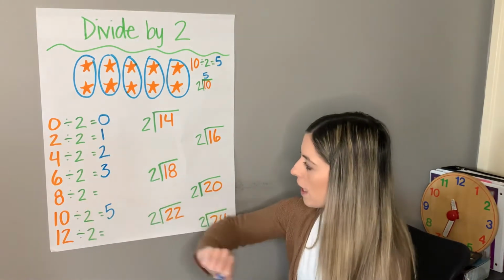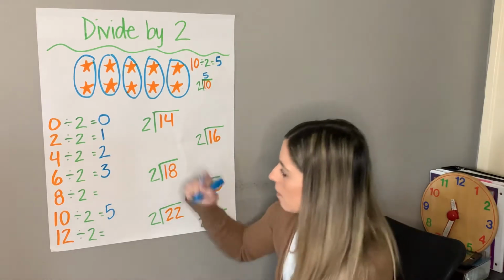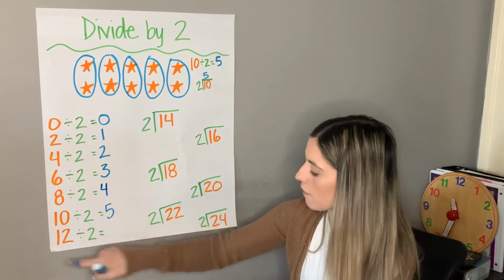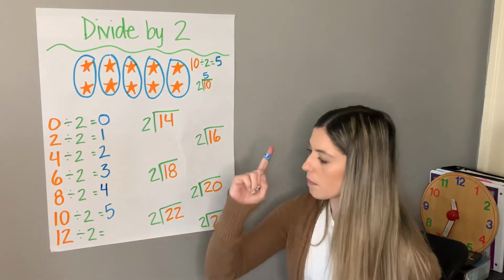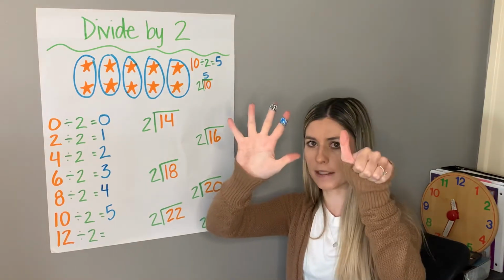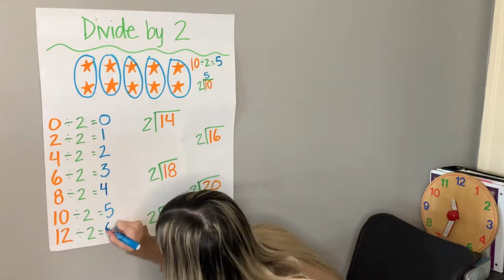And now we're going to do 8. So 2, 4, 6, 8. 8 divided by 2 is 4. 10 divided by 2 is 5. Now we're going to do 12. 2, 4, 6, 8, 10, 12. That's 1, 2, 3, 4, 5, 6 fingers. So my answer is 6.